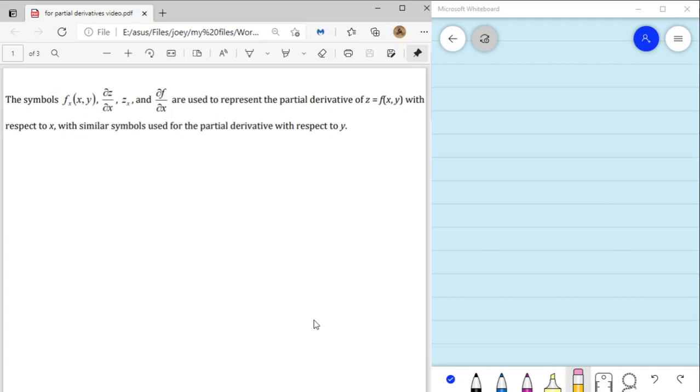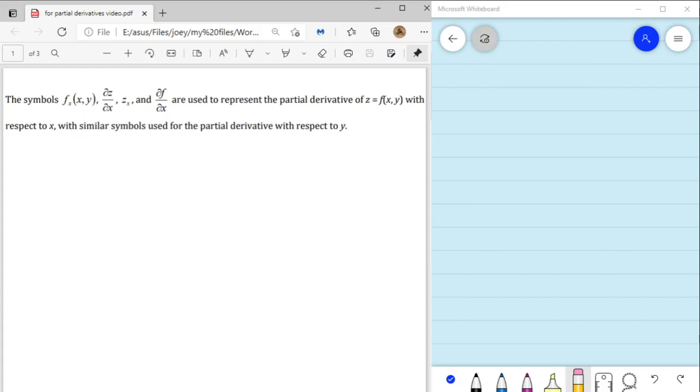Hello, young math enthusiast. Today we shall talk about the concept of partial derivatives. Partial derivatives is a process applicable to functions with more than one independent variable.